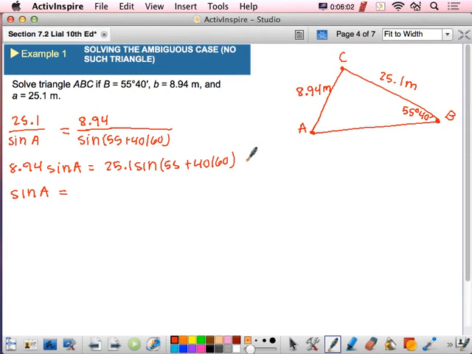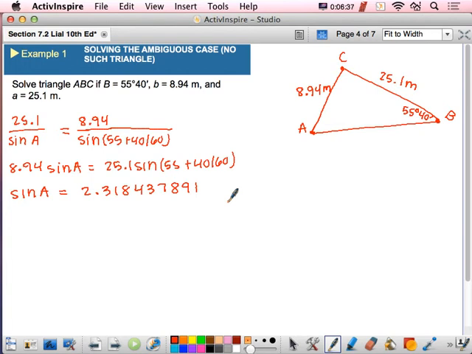That's what our sine has to be. So everybody pause for a second, get your calculator, and tell me what 25.1 times the sine of 55 40 divided by 8.94 is. Okay, what did we find for sine of A? This is what sine of A equals. Sine of A equals 8.91. Okay. Is that what everybody got for the sine of A?